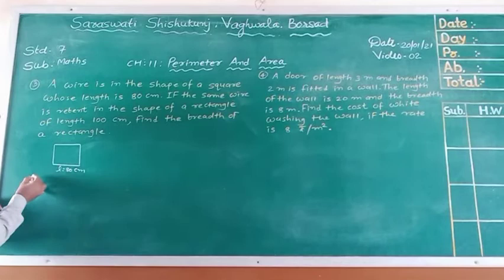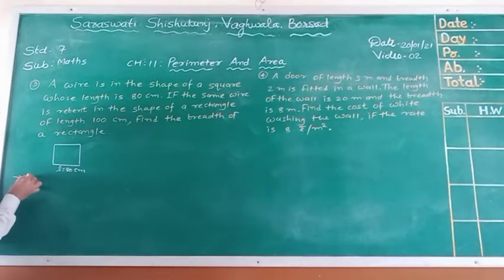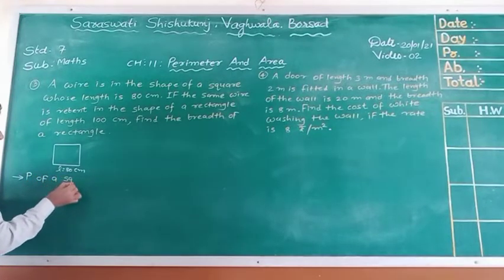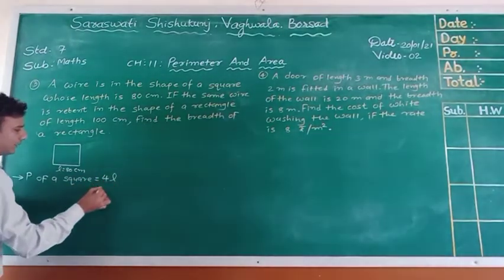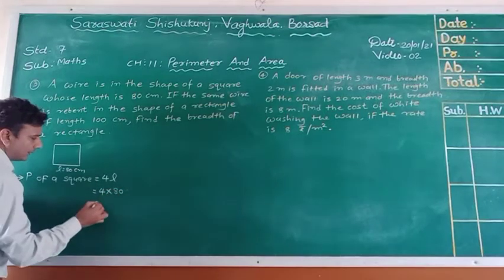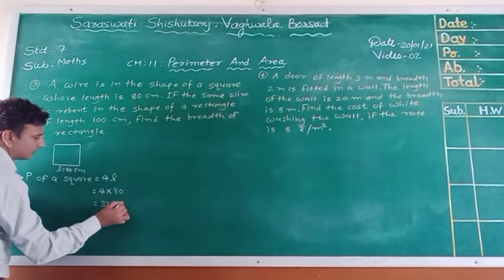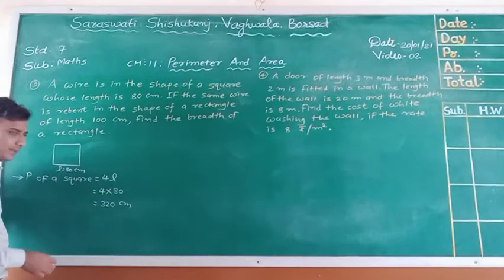So simply, perimeter means the sum of all these sides. Perimeter of a square equal to 4L. Length is 80, 8 4s are 32. That means this total wire length is 320 centimeter.